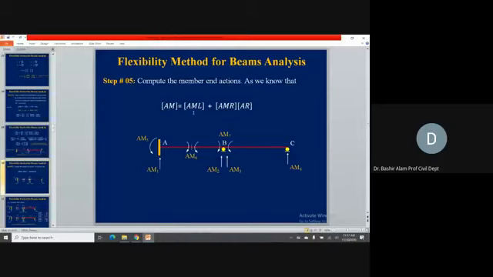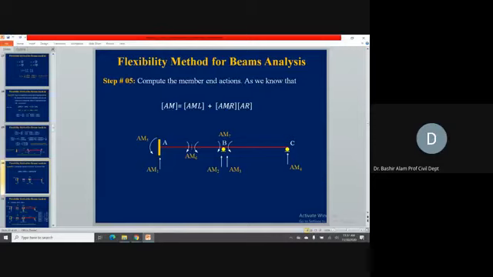where we applied the actual loads. And remember, from the same analysis we calculated the DRL matrix, and from there you can find out the corresponding AML values. AMR values will be coming from the analysis of the determinate structure, where we applied the unit load corresponding to the redundant actions.